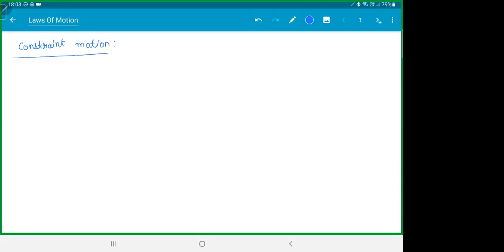So what is this constraint motion? If the motion of a body depends on the motion of other bodies, the motion is said to be constrained.